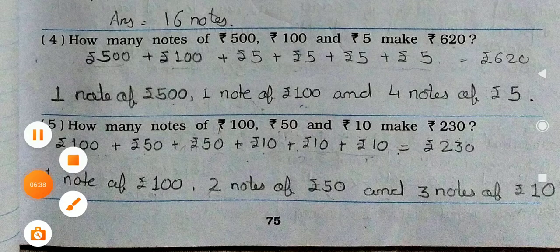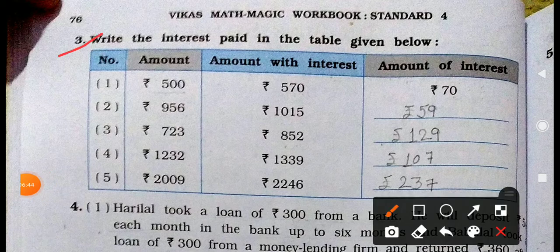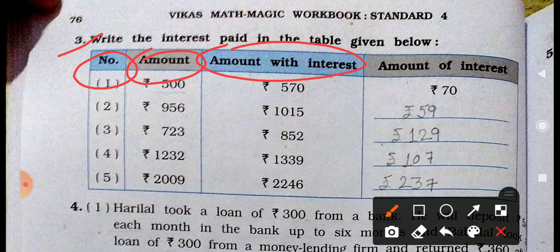Like this, we have to now come to the next page and see question number 3. Write the interest paid in the table given below. You can see here is a serial number, here is the amount, here is the amount with interest, amount of interest. Okay, so with interest means amount added with interest.